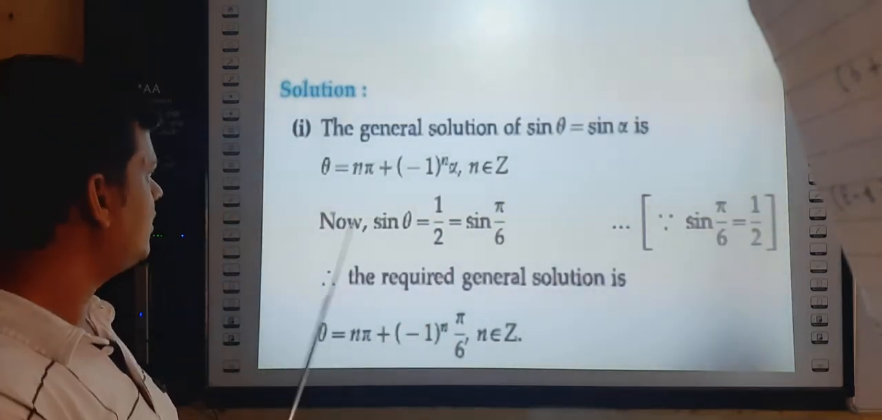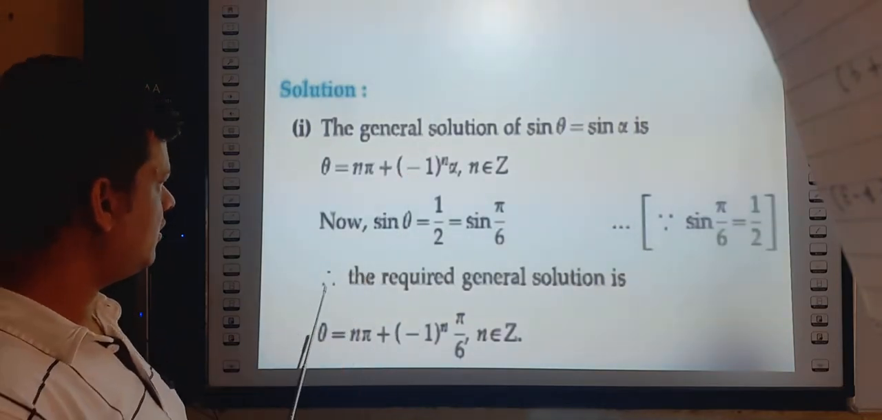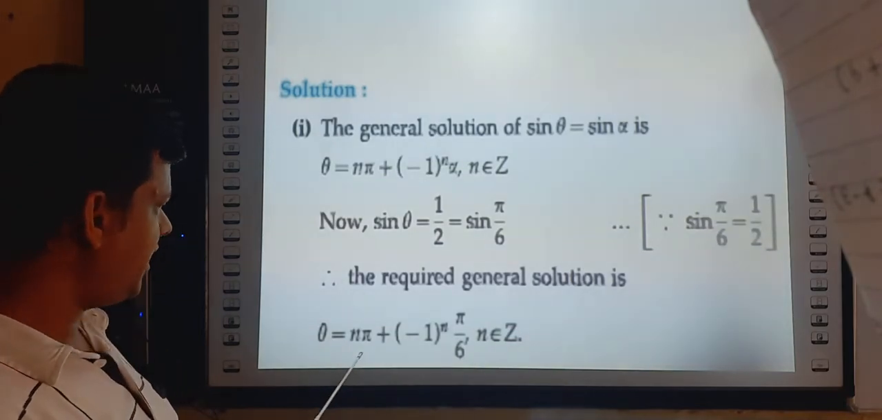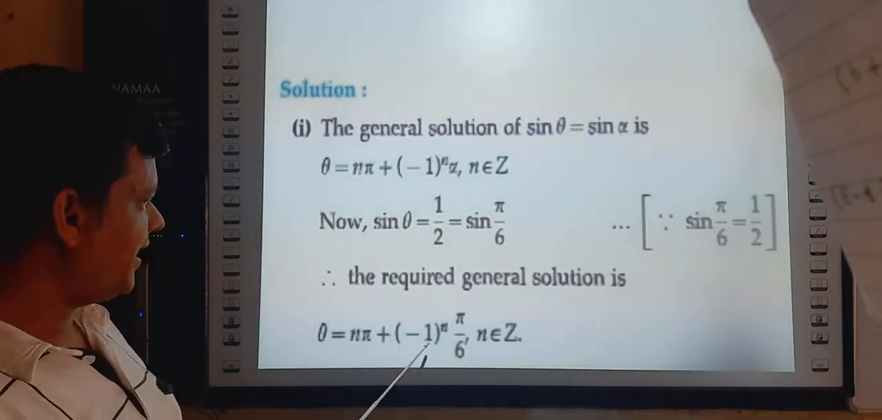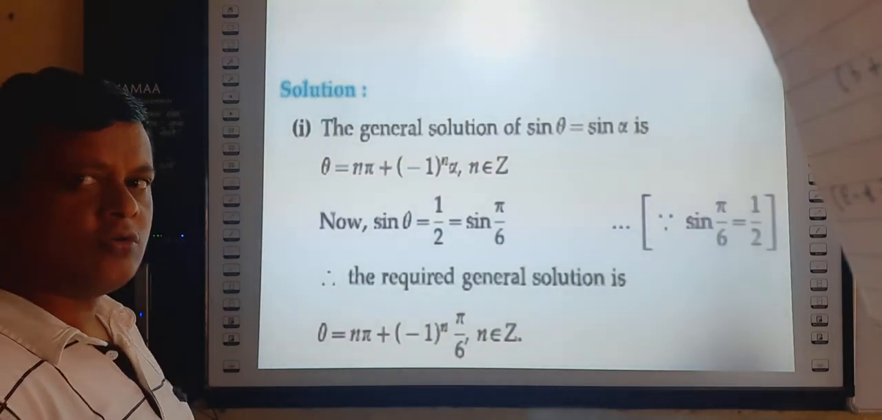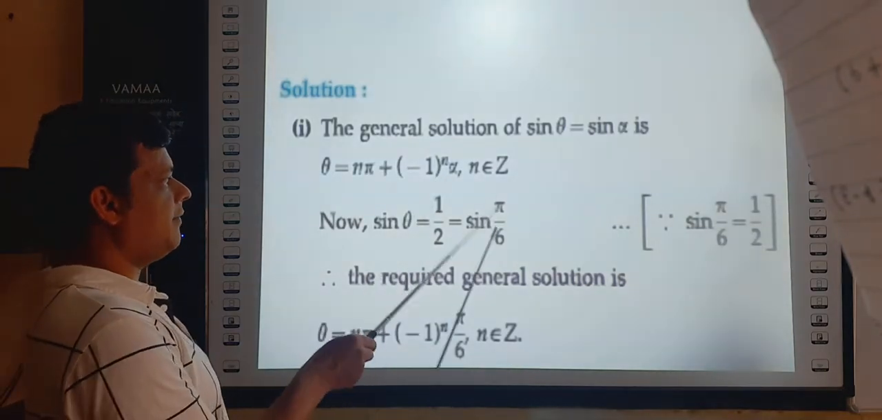So for the given equation, the required general solution we write as theta equals n pi plus minus 1 raised to the power n into pi by 6, n belongs to Z. That means we have to replace only alpha by pi by 6.